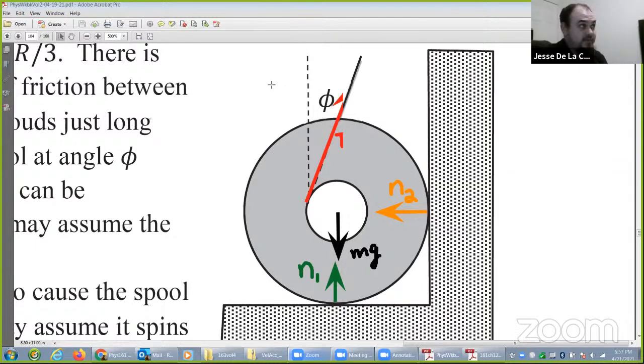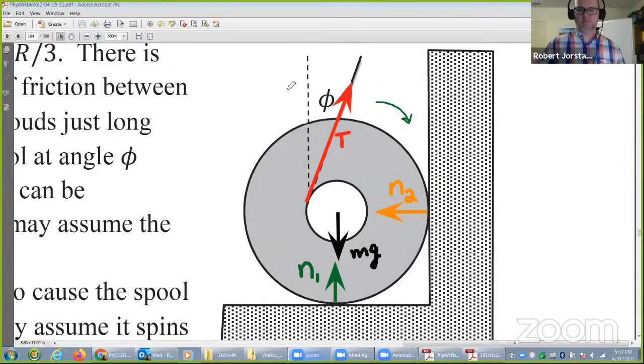Is it pointing to the right? Yeah, so if the werewolf is pulling on this thing, is the werewolf trying to rotate it clockwise or counterclockwise? Clockwise. The werewolf's trying to rotate it this way. So that means the friction at the bottom must oppose that rotation. And go this way. So there's the friction at the bottom.